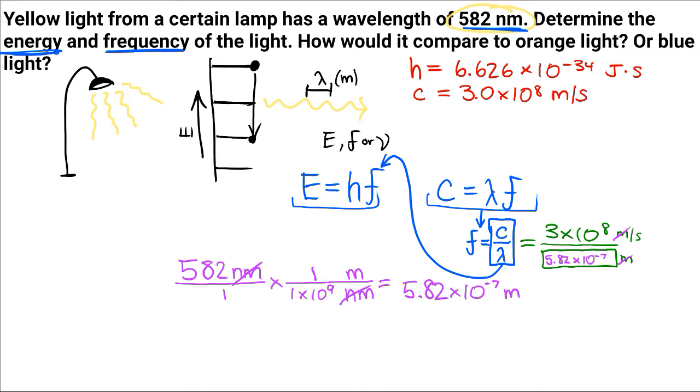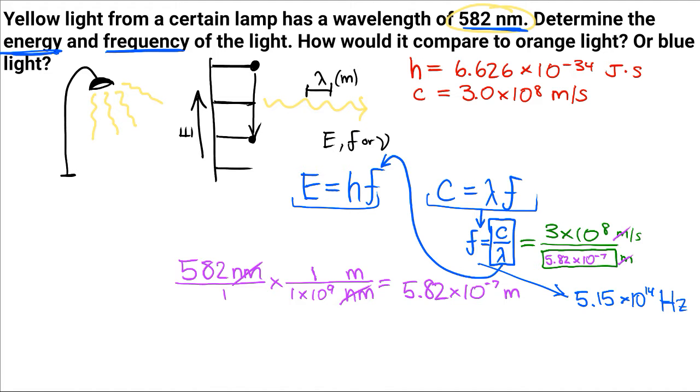So 3 times 10 to the 8th, that's the speed of light, divided by the wavelength in meters, which is 5.82 times 10 to the negative 7th, gives me a frequency of, so frequency, I'll just put that here. The frequency is 5.15, and then some other digits, times 10 to the 14th, and the units are hertz, which we know is an inverse second, so I'm just going to put Hz for the hertz abbreviation.